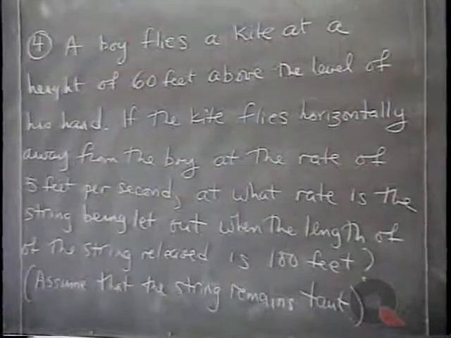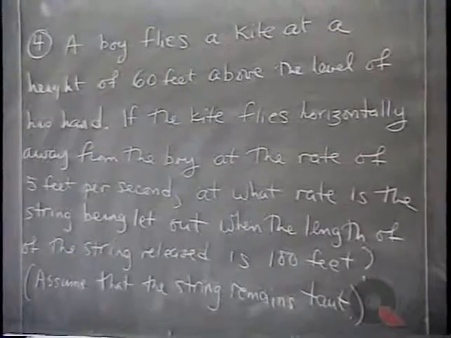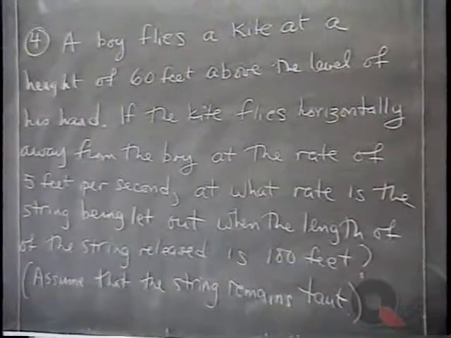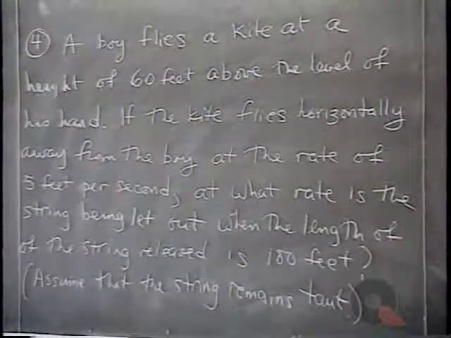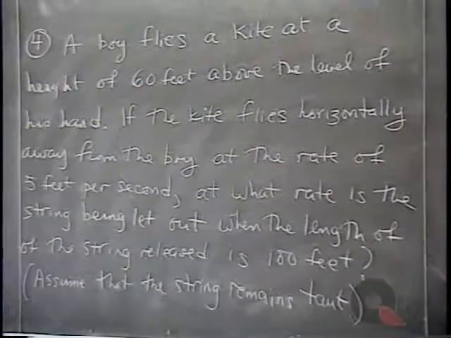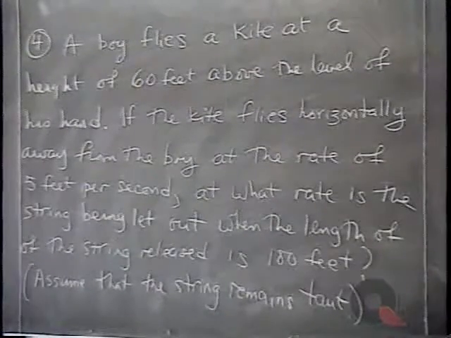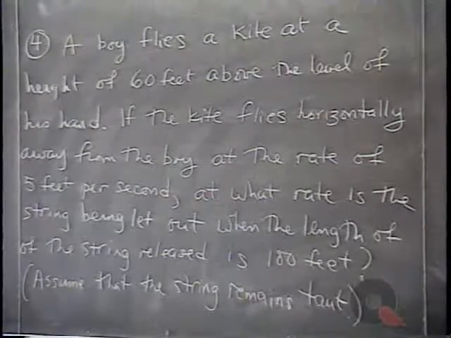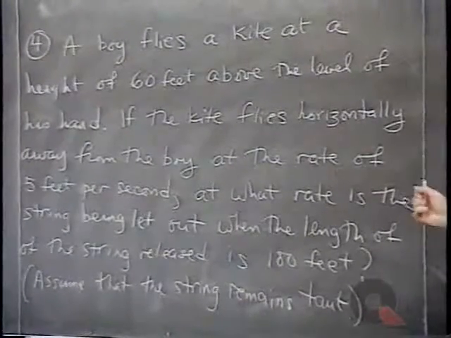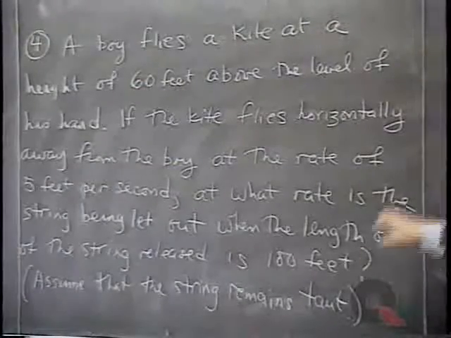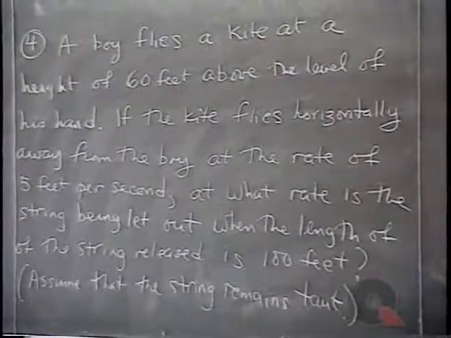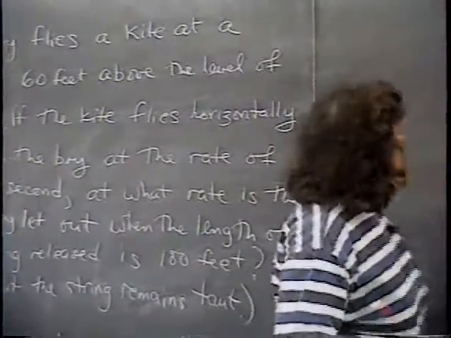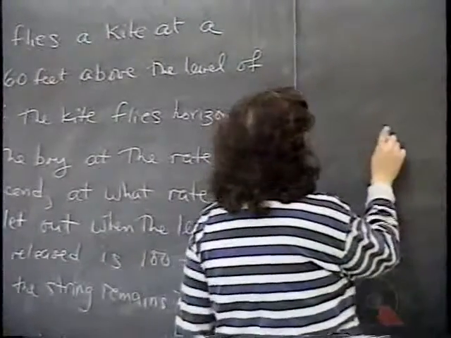Okay, in this problem, example 4, a boy flies a kite at a height of 60 feet above the level of his hand. If the kite flies horizontally away from the boy at the rate of 5 feet per second, at what rate is the string being let out when the length of the string released is 100 feet? And we assume that the string that's being let out is always remaining taut. In other words, the wind is pulling the kite and the string is tight, and it's forming a situation that looks something like this.